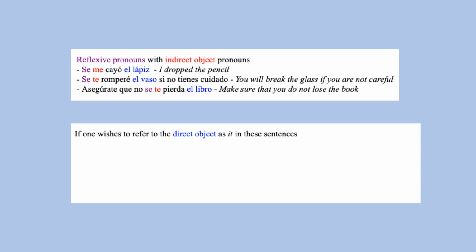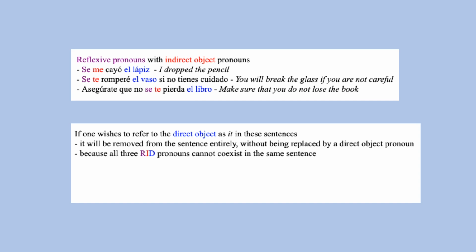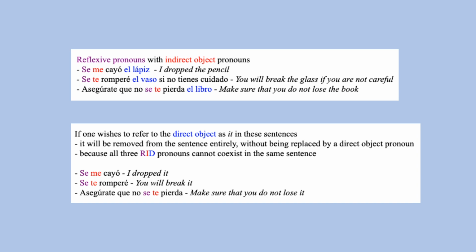If you wish to refer to the direct object as it in these sentences, you will have to remove the direct object from the sentence entirely and not replace it with the direct object pronoun. Because as we said, all 3 RID pronouns cannot be in the same sentence at once. Se me cayó. Se te romperá. Asegúrate que no se te pierda.